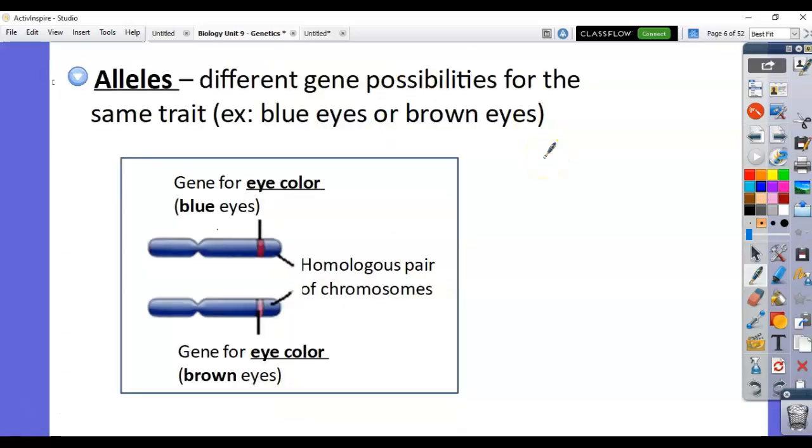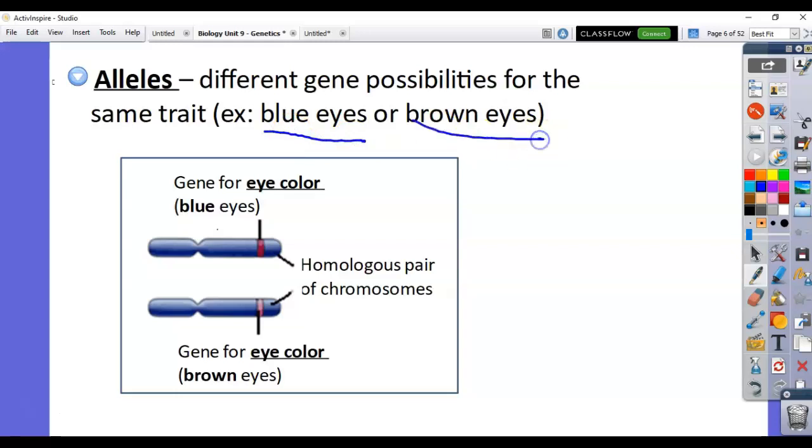Now, we have another new word. So again, we're going to talk about a lot of new words in this unit up front. So allele, different gene possibility for the same trait. Okay, so allele is kind of another word for gene. So blue eyes or brown eyes. We say, oh, you have the blue eye allele or the blue eye gene. Okay, it's kind of just another way of saying gene.